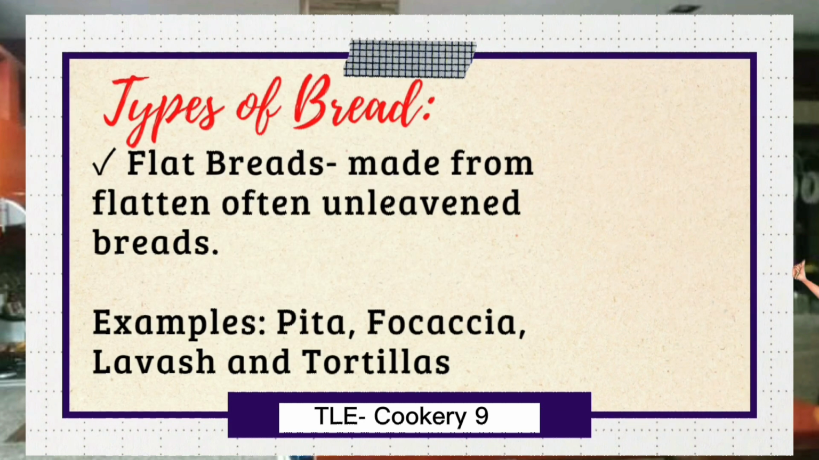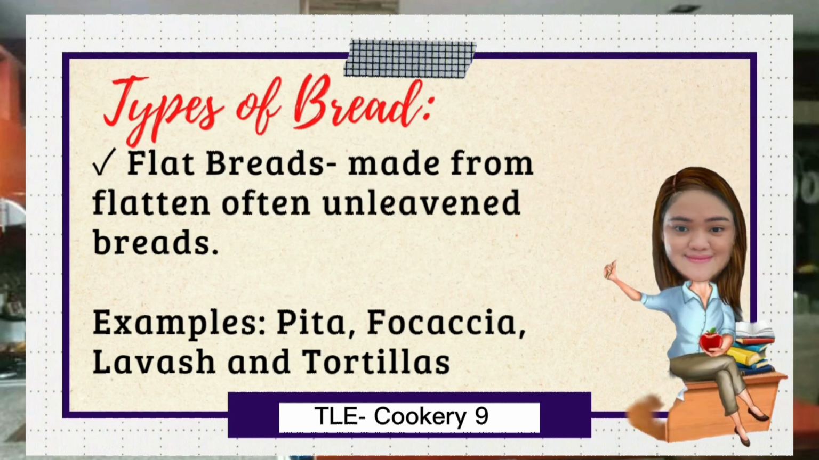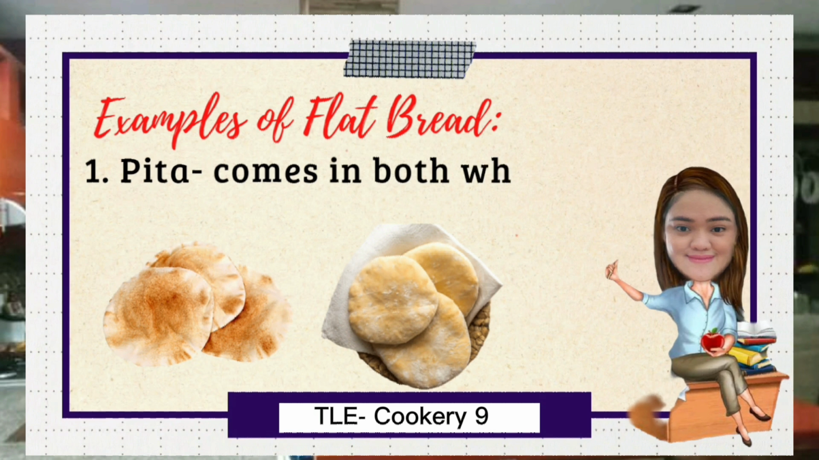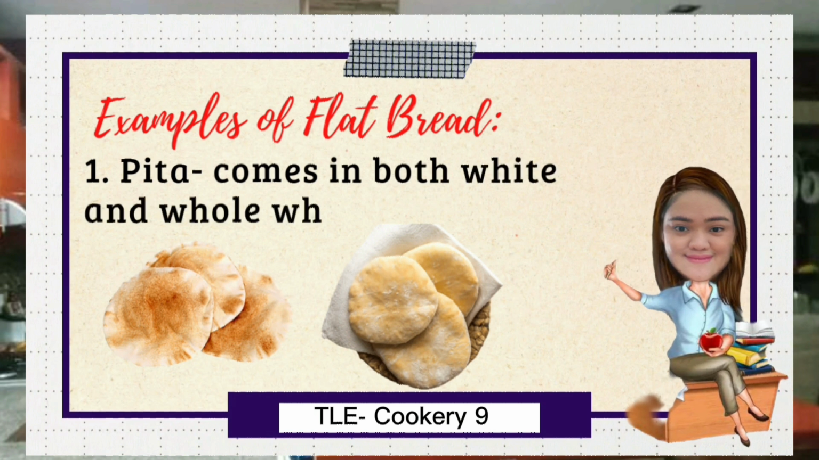Another type of bread, flatbreads. These are made from flattened, often unleavened breads. Examples are pita, focaccia, lavash, and tortillas. Pita comes in both white and whole wheat. As the flatbread bakes, it pops up, forming the pocket that is perfect for stuffing.